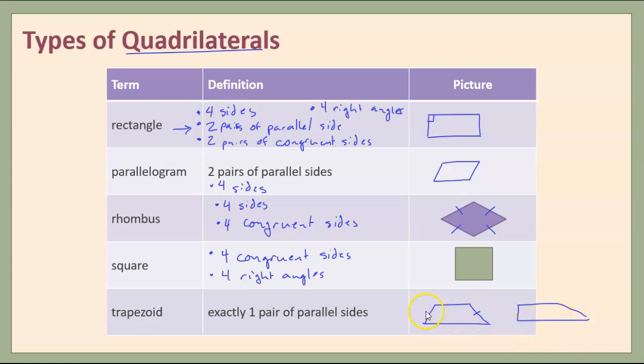If these 2 sides are the same, we call it an isosceles trapezoid. And if they're not the same, we call it scalene. You may recognize those words because those describe triangles as well. Same idea. 2 sides that are the same are isosceles. These 2 sides are different. That's a scalene trapezoid.